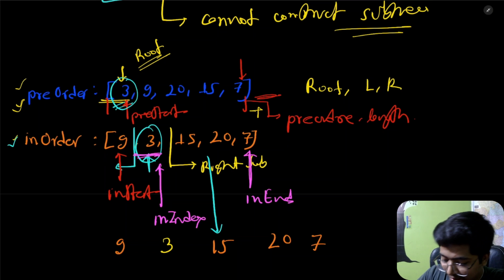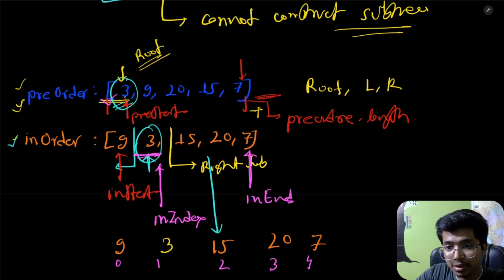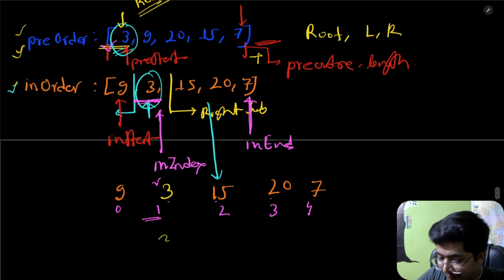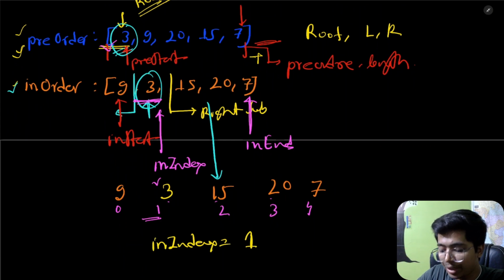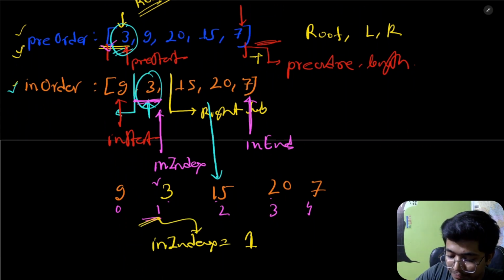That means now we'll be finding the index like this: 0, 1, 2, 3, 4. So we'll be taking this element from here, this 3, and we'll be matching it with all those, one by one with a loop. And once we match that 3, we'll be storing this index 1 in our in index. That means the value of in index will be equal to 1. Why? Because we will be storing the index of it.